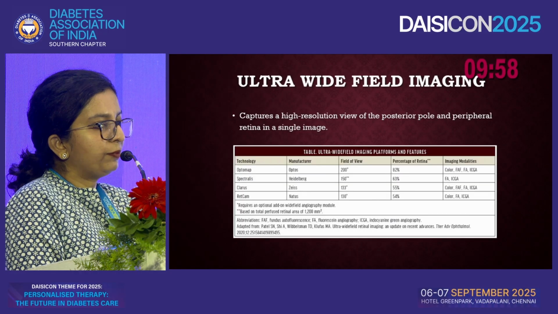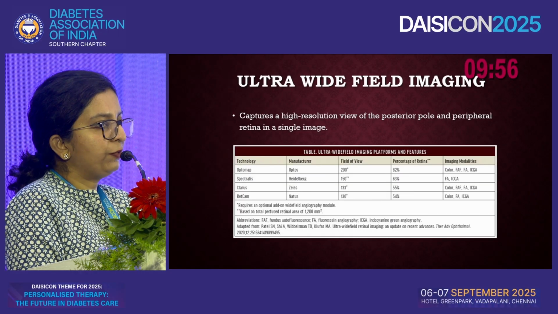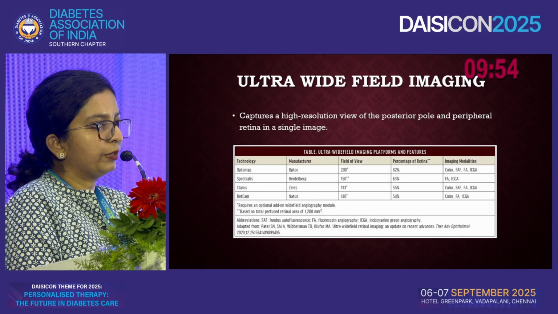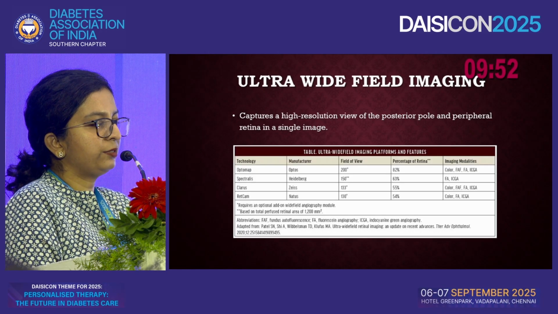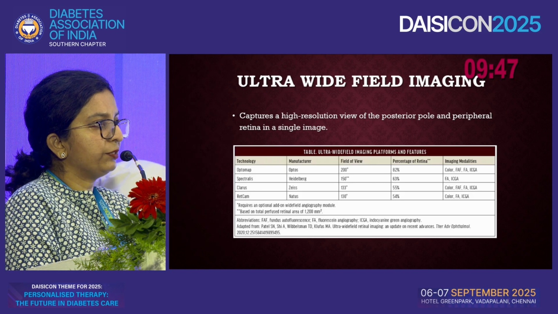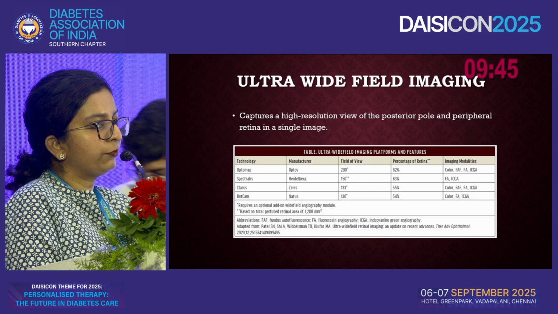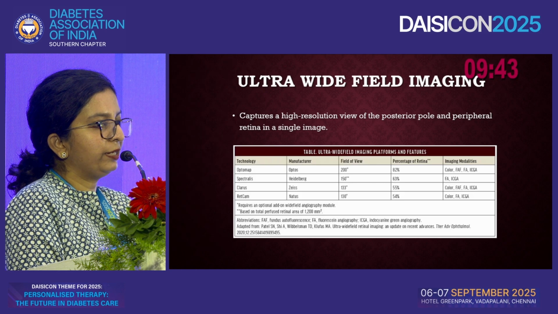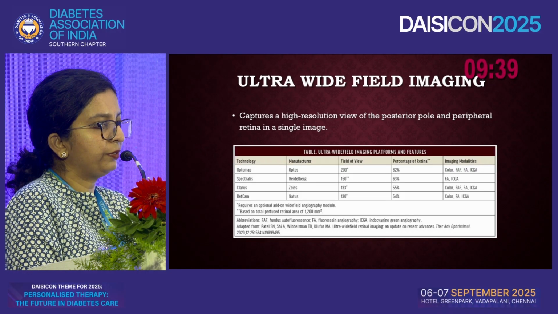The newer advances which we are seeing now are ultra-wide field imaging, where the fundus camera captures a high resolution view of the posterior pole and the peripheral retina in a single image. As much as 200 degrees of the retina can be obtained in a single image, and this covers around 82% of the retina.